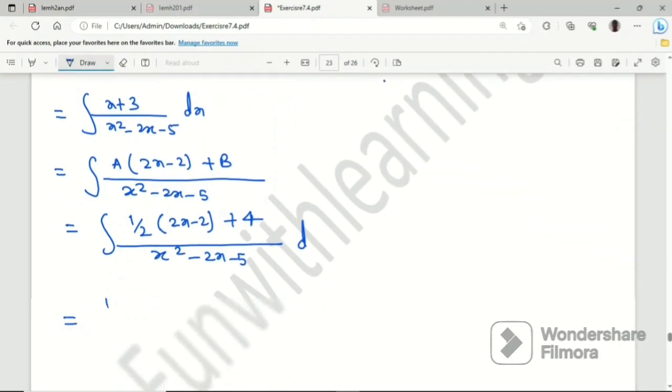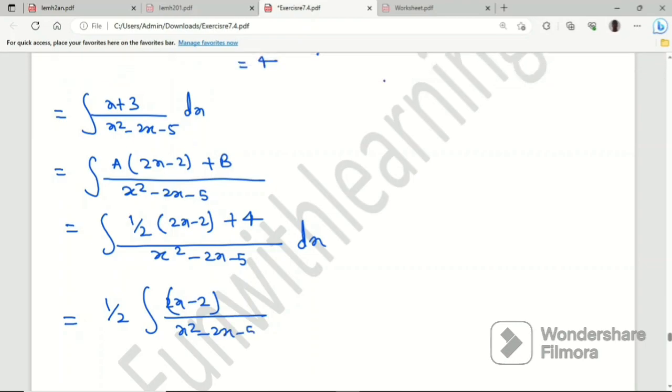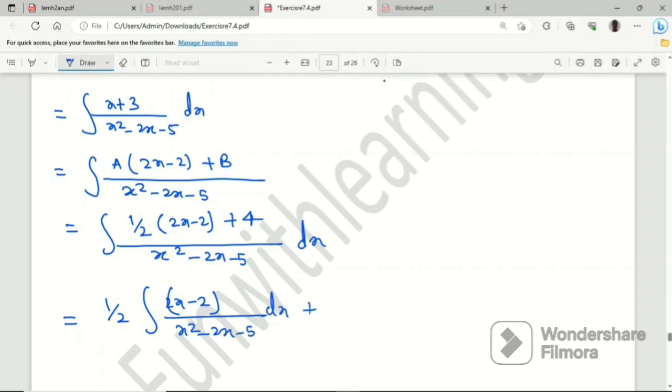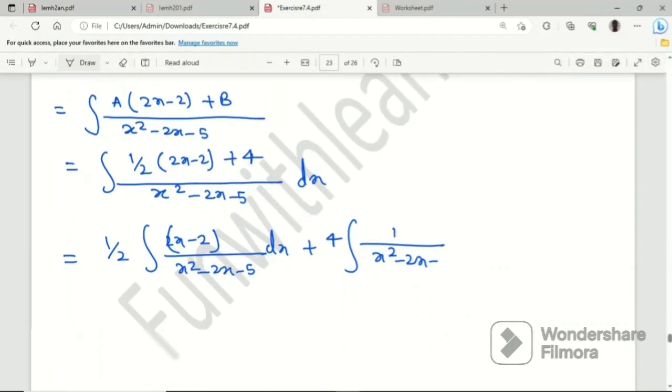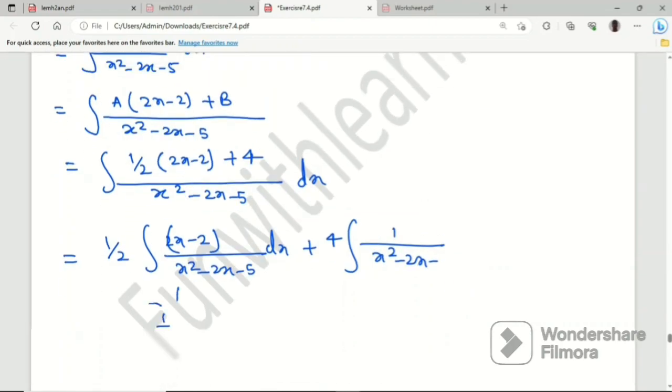So 1, I will send outside. I will break into 2 integrations at first: integral of (2x minus 2) by (x square minus 2x minus 5) dx plus 4 into, I am sending 4 outside as it is constant, integral of 1 upon (x square minus 2x minus 5) dx. Again, this is the first part. You can solve it by substitution method. It is quite easy.